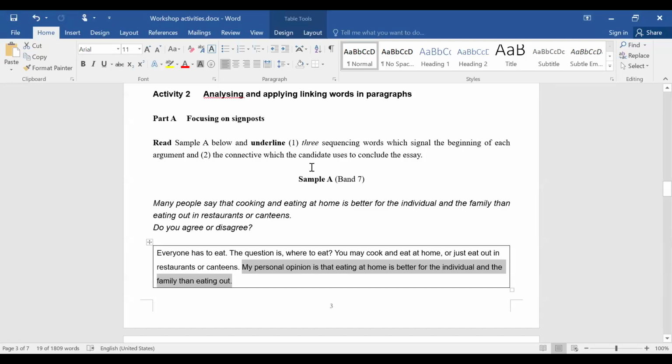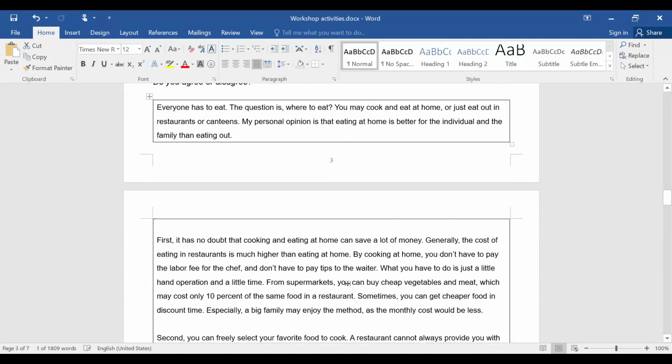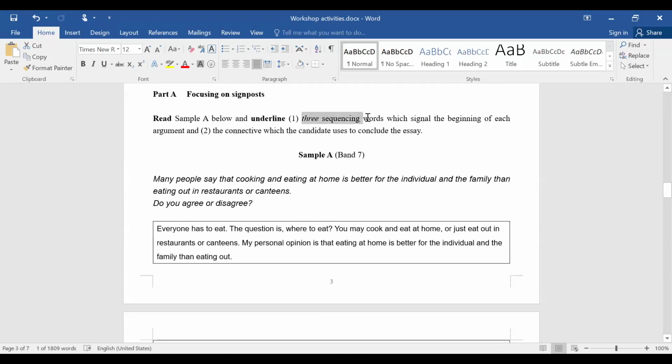What I would like you to do is actually very simple. You just need to read the sample and underline 3 sequencing words. Find the words which signal the beginning of each argument. Not just sequencing words, but also one connective, just one, which the candidate uses to summarize or to conclude the essay. So read the essay and underline the 3 sequencing words and the connective.